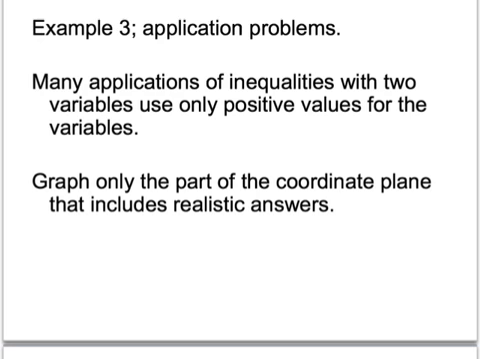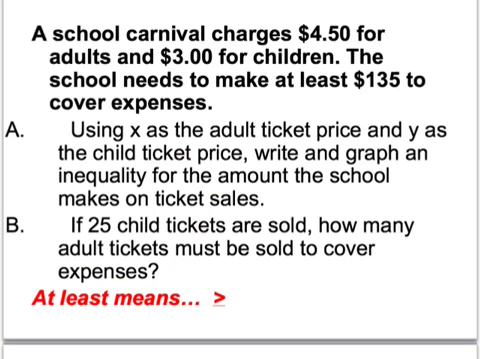All right, application problems. Many applications of inequalities with two variables use only positive values for the variables. Graph only the part of the coordinate plane that includes realistic answers. For instance, you can't have negative time. So you're only going to do the coordinate plane that is positive. Time is not going to go negative, so you only use the positive part of the coordinate plane.